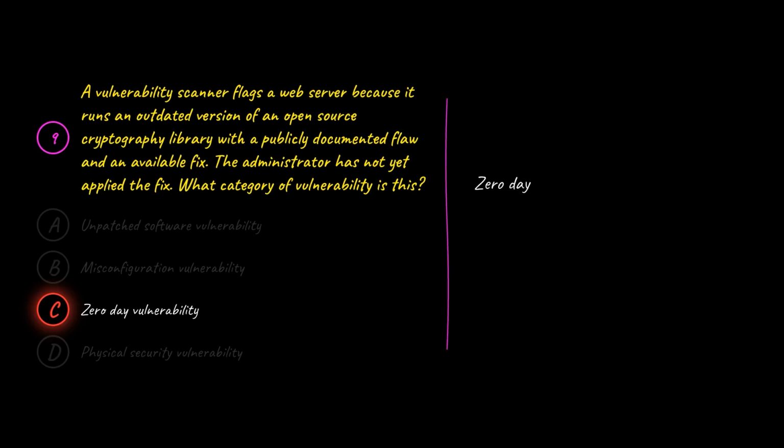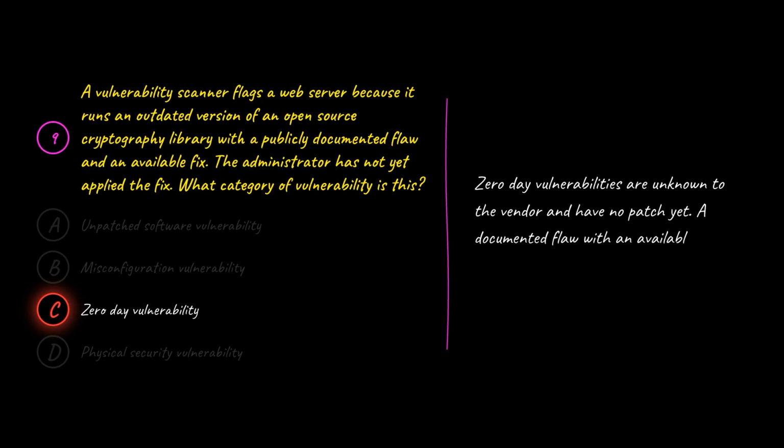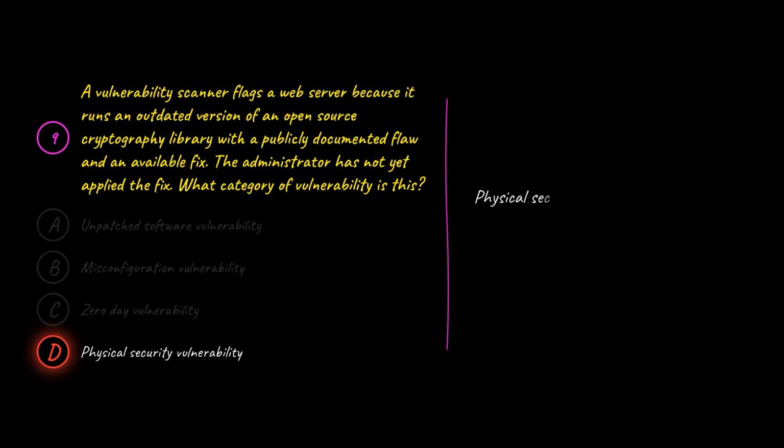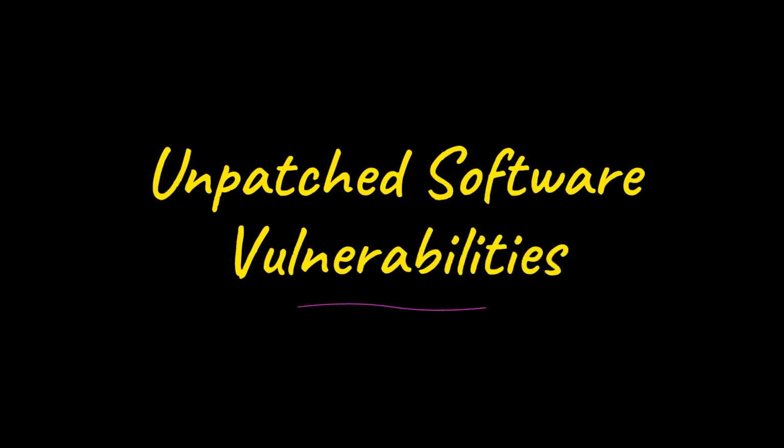C is wrong because zero-day vulnerabilities are unknown to the vendor and have no patch yet. A documented flaw with an available patch is the opposite of a zero-day. D is wrong because physical security concerns access to hardware, locks, and facilities, not software version status. Unpatched software vulnerabilities are one of the most common and well understood risk categories in cybersecurity, solved, and yet they remain the leading cause of successful breaches year after year.